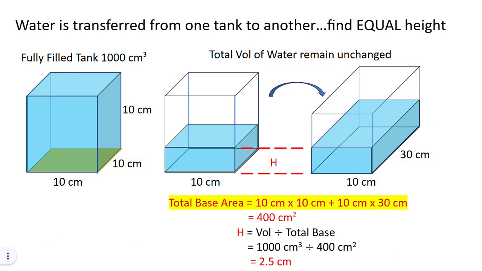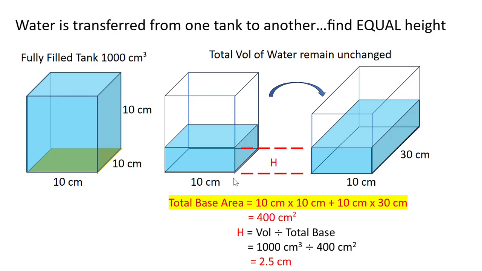Next. This is another type of question that will be frequently asked. Same as the previous one, water is transferred from one tank to another, but this time around you don't transfer 1000 centimeter cube of water over. You pour the water into the new tank such that they will have the same height. So you do not know how much water was being poured, but what you finally want is to have the same height. So how do we do it?